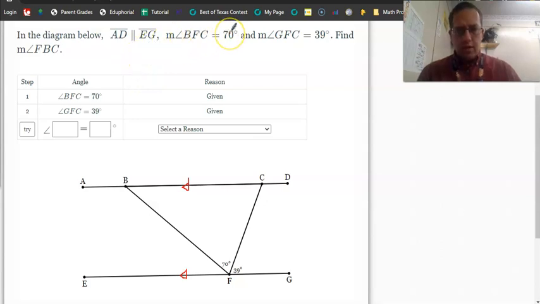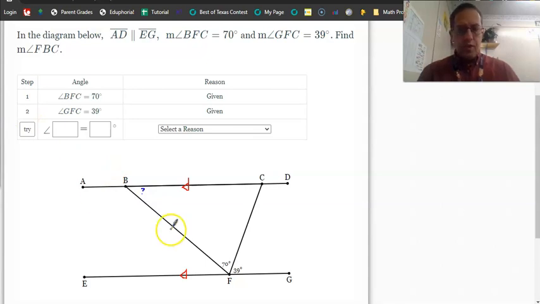And measure of angle BFC is 70 degrees. It does have that marked on there. Measure of angle GFC is 39 degrees. We want to find the measure of angle FBC. Let's see, so angle FBC, that would be this angle right here. This is what I'm looking for.